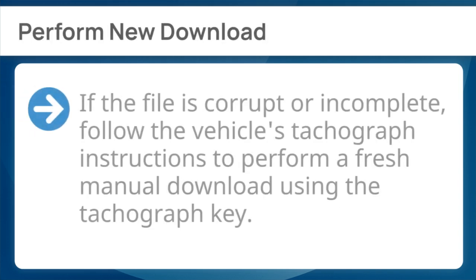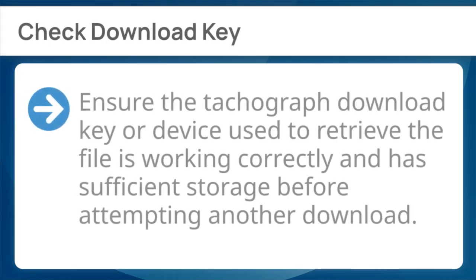Next, perform a new download. If the file is corrupt or incomplete, follow the vehicle's tachograph instructions to perform a fresh manual download using the tachograph key. Finally, check the download key. Ensure the tachograph download key or device used to retrieve the file is working correctly and has sufficient storage before attempting another download.